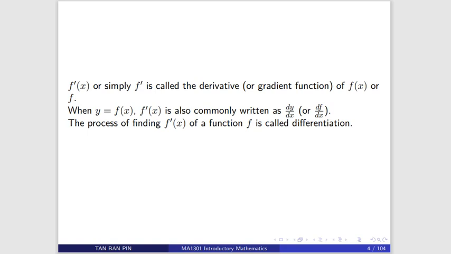So f prime x, or simply f prime without the bracket x, is called the derivative. It's also known as the gradient function of f(x) or f. You also use the notation dy/dx or df/dx, differentiating f with respect to x. And the process of finding f prime x of a function is called differentiation. So we are doing differentiation in this chapter.